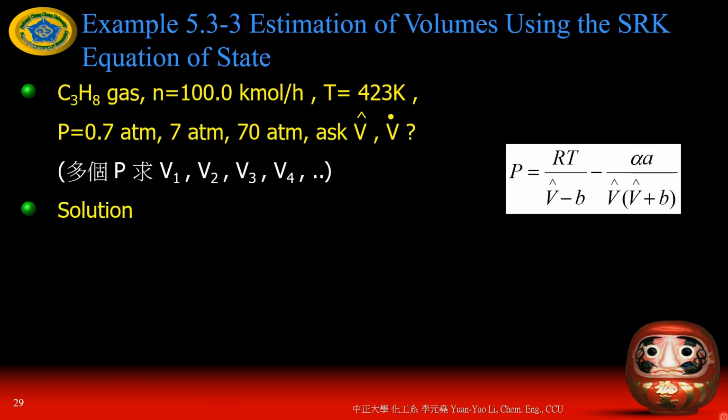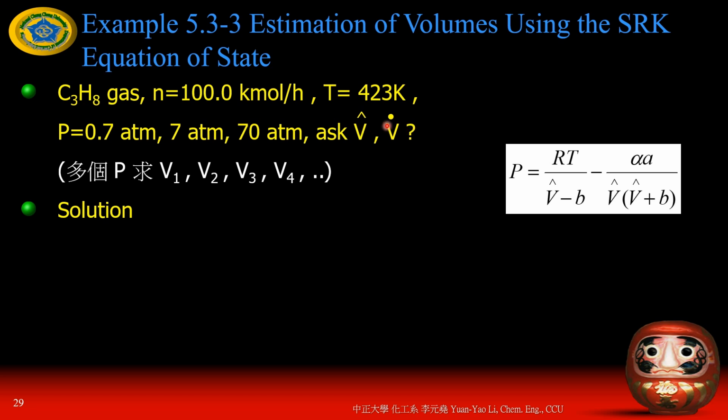Okay, so this is another example: estimating the volume using the SRK equation of state. Again, if I give you the temperature and the pressure, can you give me the volume? The temperature is 423 Kelvin. The pressure is 0.7. It can be 7, it can be 70. Can you find out the specific volume for me?